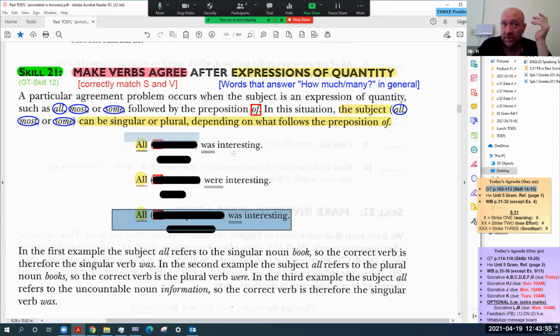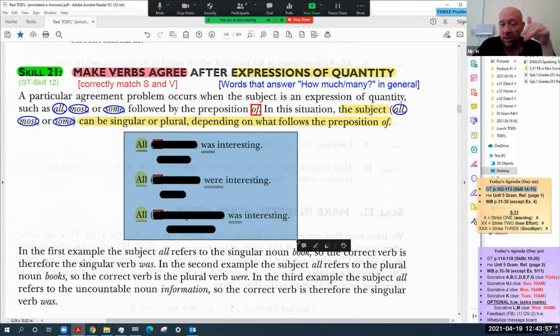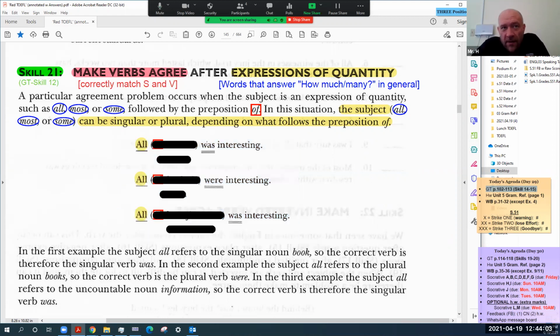These are correct examples, right? But look, they're not the same. It depends on the object that follows of.